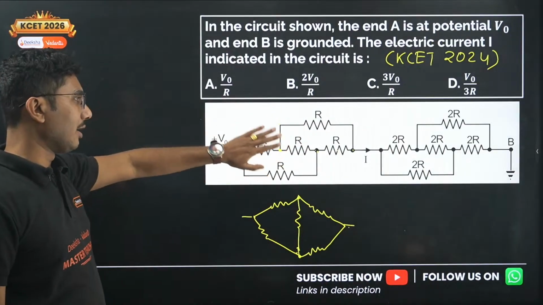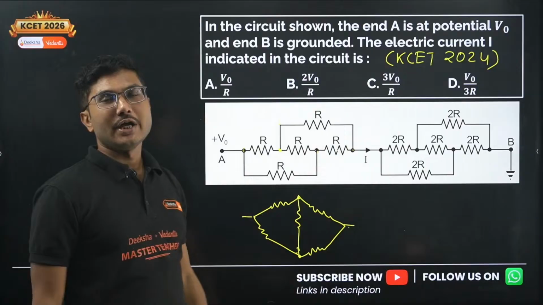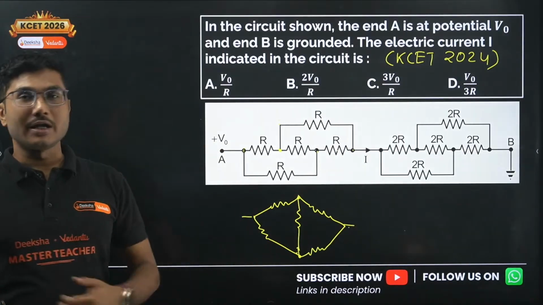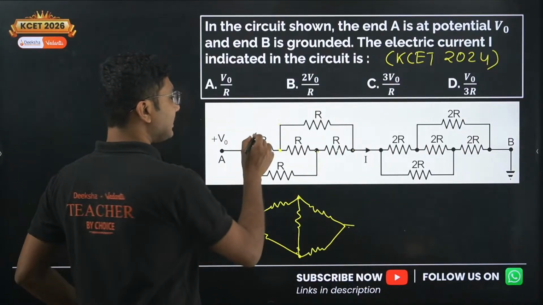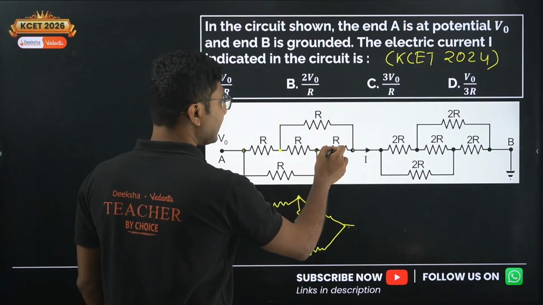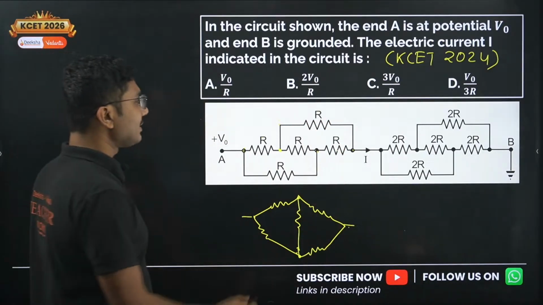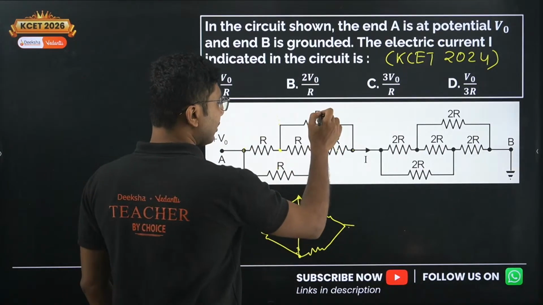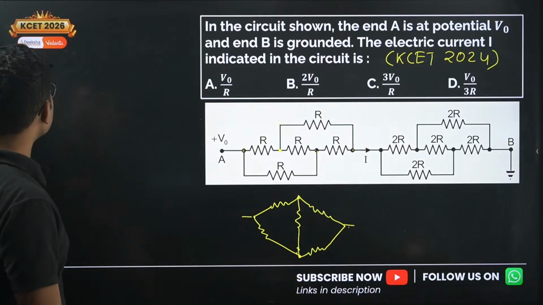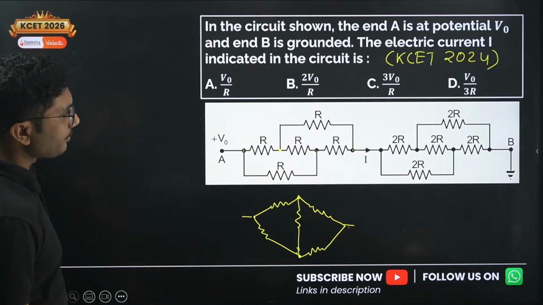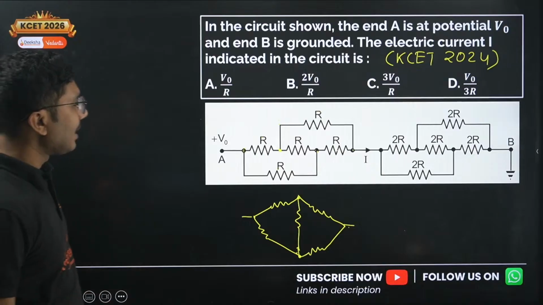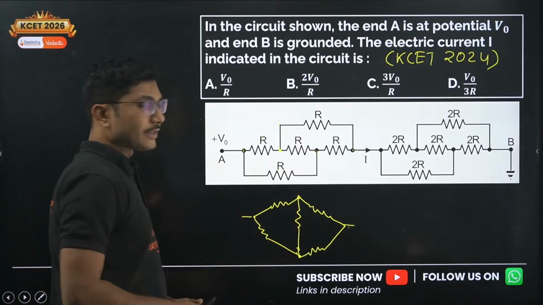So if you are aware that this is a Wheatstone bridge, you can solve any Wheatstone bridge related question. In this case the condition of balance that we will consider is this resistance divided by this resistance, whether it is equal to this resistance by this resistance or not. As you can see here, R by R is 1, and here also R by R is equal to 1. So the Wheatstone bridge is balanced. Now what is the most important point if the Wheatstone bridge is balanced? We can say that this galvanometer resistance is no longer needed.